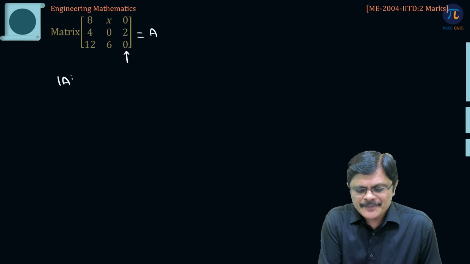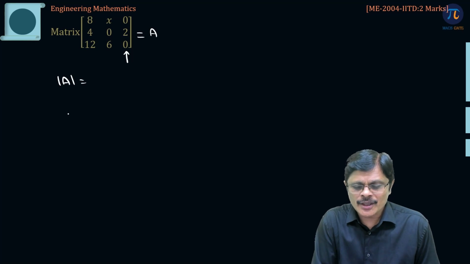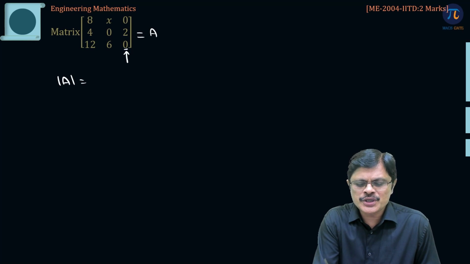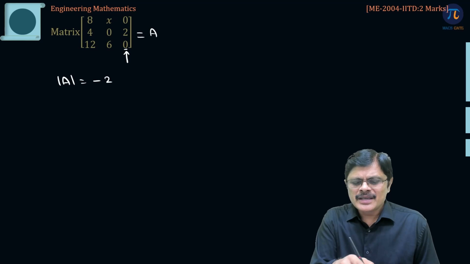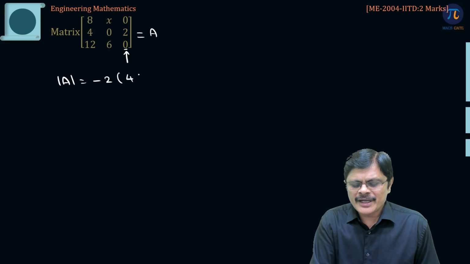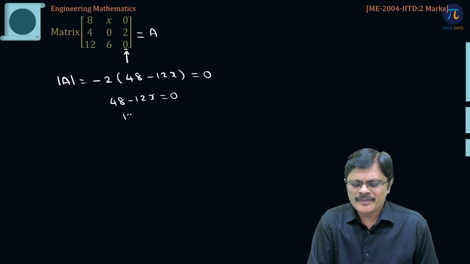So what is the determinant? Expanding along the third column, this is 0 into cofactor, 0 into cofactor, 0. Here the cofactor sign is minus, so minus 2 into, remove the row and column, 8, 6, 48 minus 12x. But the determinant must be equal to 0 because it is a singular matrix. What does it mean? 48 minus 12x is equal to 0, or 12x is 48, or the x value is equal to 4.